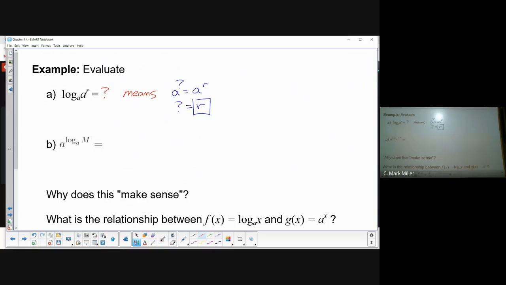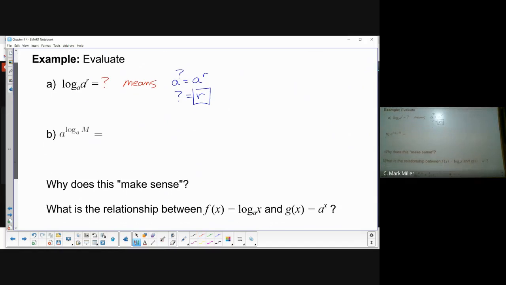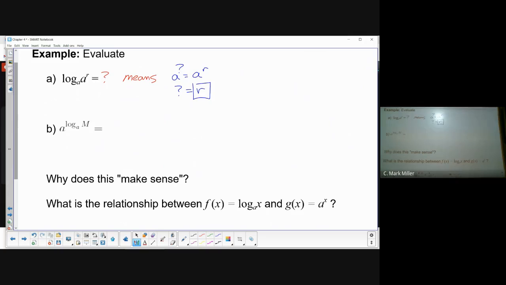And the reason why is that log base a and a to the x undo each other. We did that in the 2 to the x problem a few slides ago. Log base a of x and the exponential function a to the x are inverse functions, and they undo each other. Okay? How about this one?